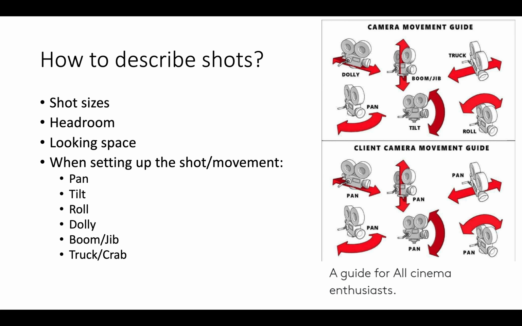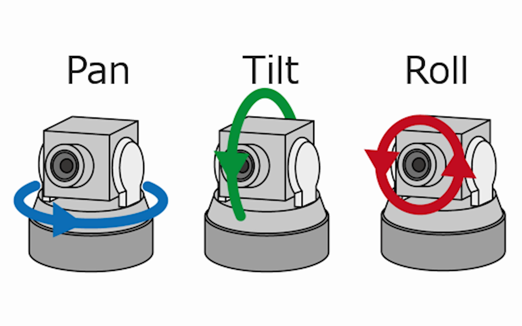When setting up the shot, you can also ask your camera operator to pan slightly, tilt slightly, or potentially to roll the camera slightly. However, this one is far less likely. It's not often that we roll our camera to one side. These top three are all rotational movements around axes.